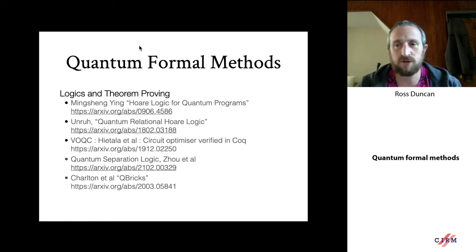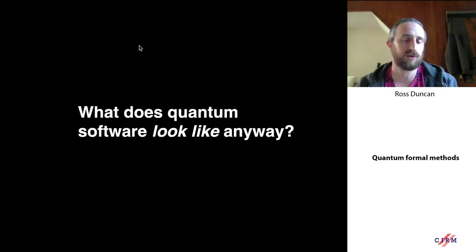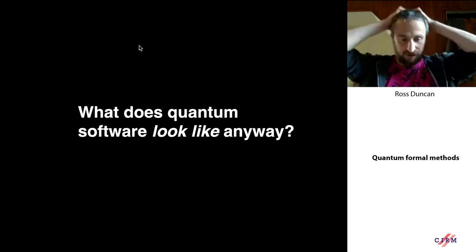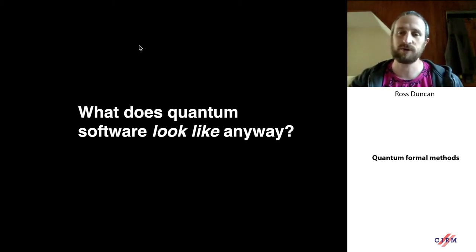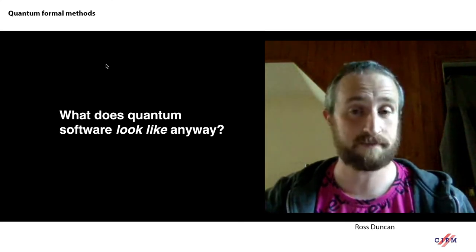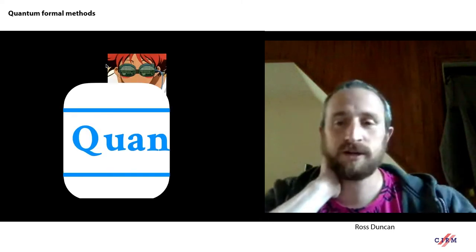but I am going to talk a little bit about what quantum software actually looks like. Rather, what does quantum software look like in 2021? Because if we're going to think about how to formally verify something, we'd better understand what we're talking about in the first place, and where there might be some advantage in formally verifying it. So the first question is, what does quantum software look like?